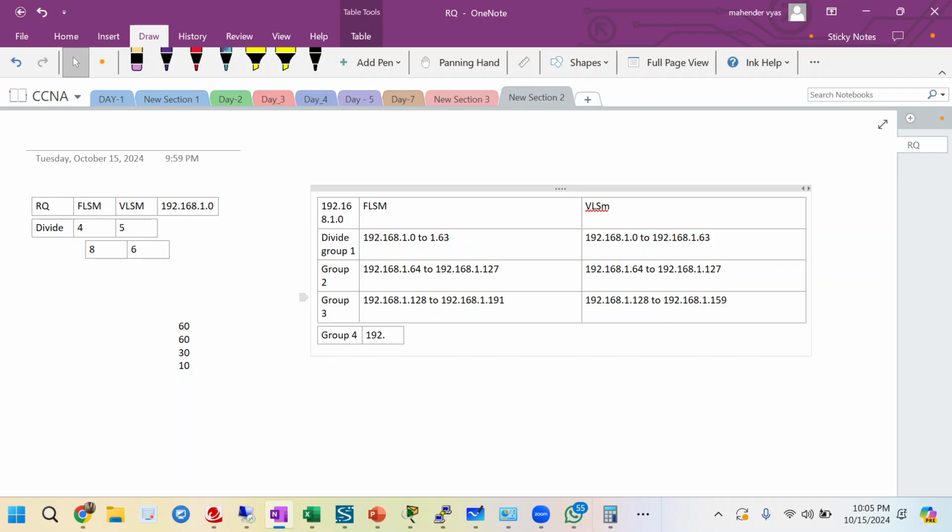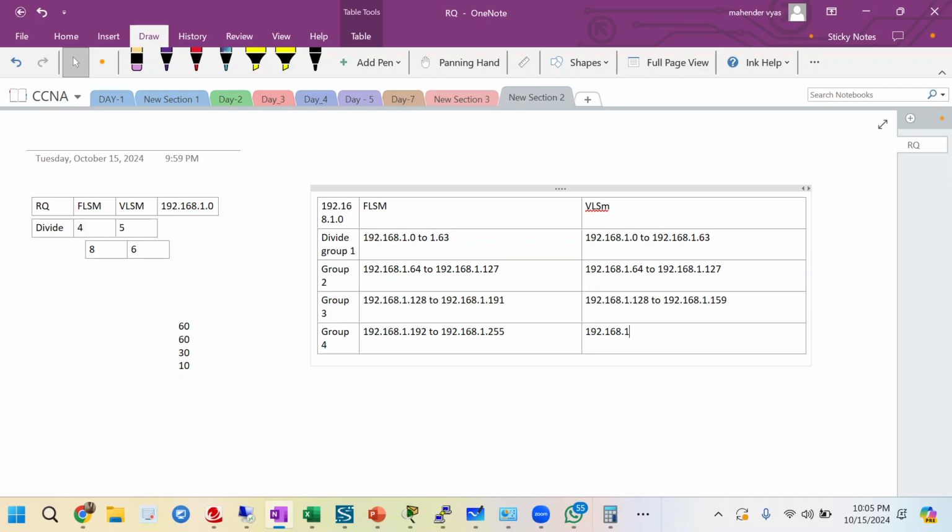We are taking the broadcast address. In FLSM, 192.168.1.192 is our first address, and 192.168.1.255 it would be the last. Now in VLSM again we can make changes.